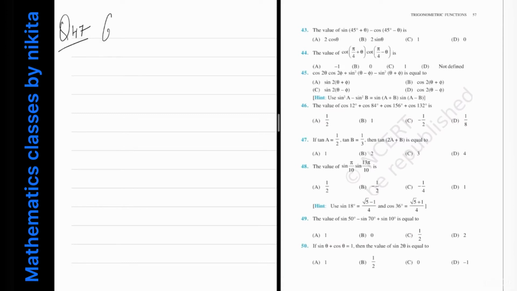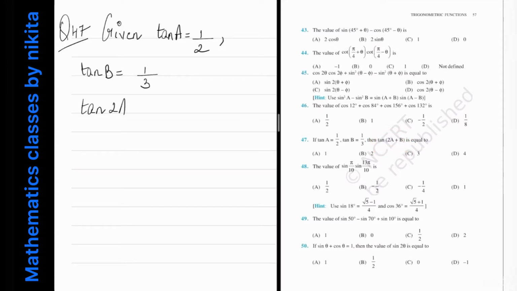So given is that tan of A is equal to half and tan of B is equal to 1 by 3. Now first of all, you can see that to find this I need to know the value of tan of 2A. So first of all, let's find what is tan of 2A.